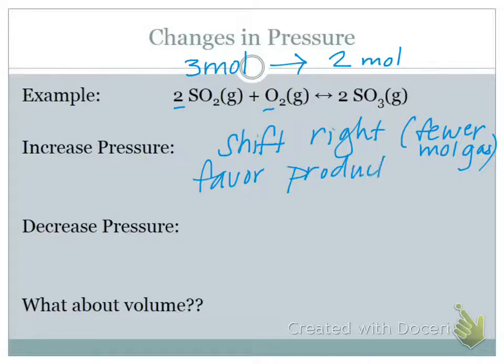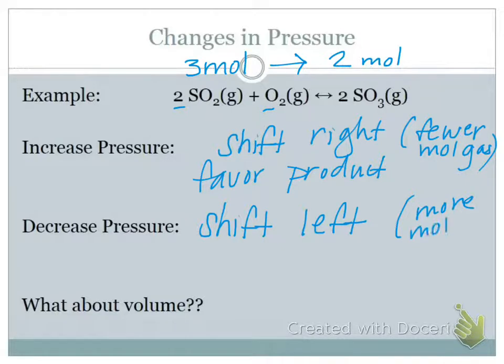If I decrease the pressure, what happens? If I decrease the pressure, it would shift to the left because it shifts to the side with more moles of gas. That side had more moles. So that means I would favor my reactants.